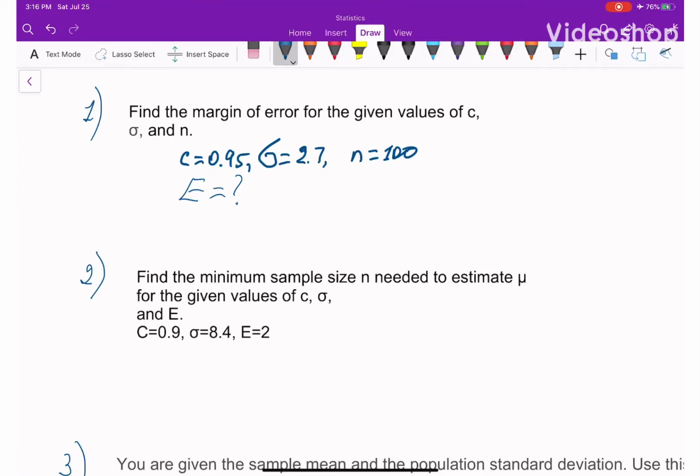So let's start from the first question. Going to cover practicing problems for final exam and for group activity 4.